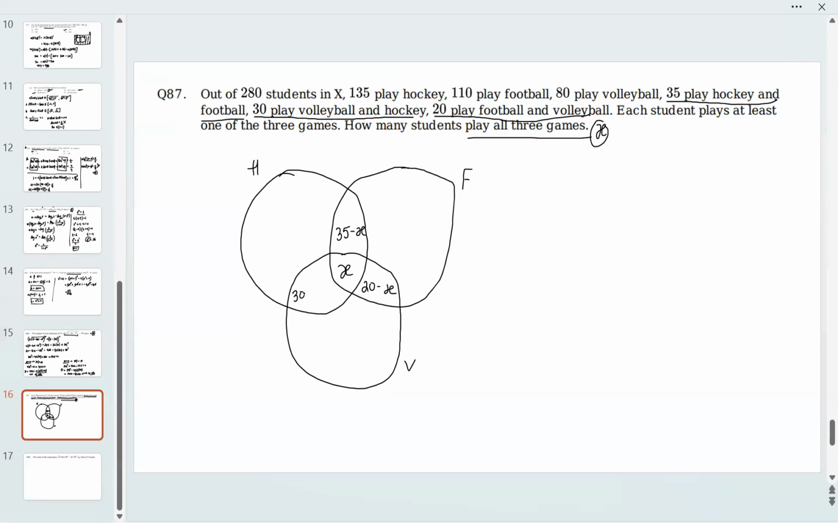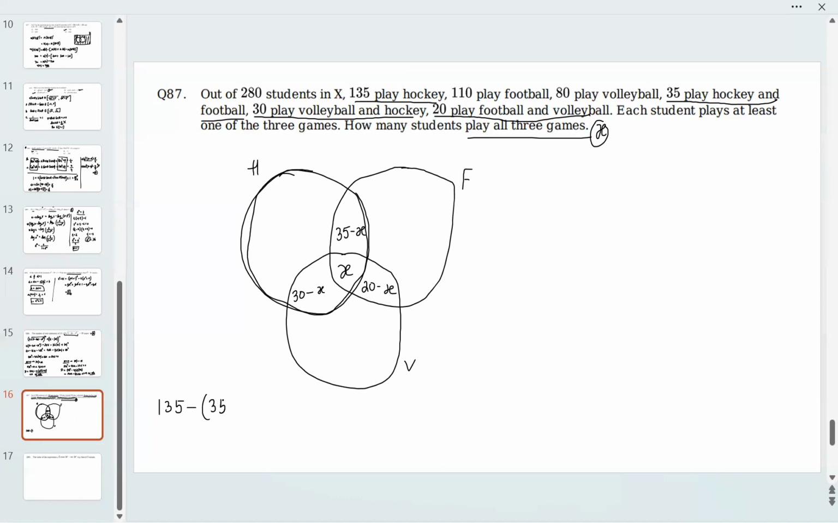So this will be 30 minus X. Now let us get these three parts. So total 135 play hockey. For this we'll need to subtract from the total of 135. This whole circle is hockey, and this whole circle value is 135. We want this apart from these three, so we'll have to subtract these all.